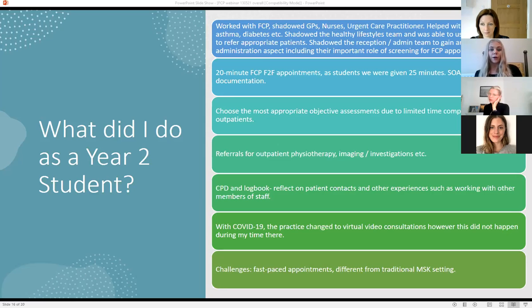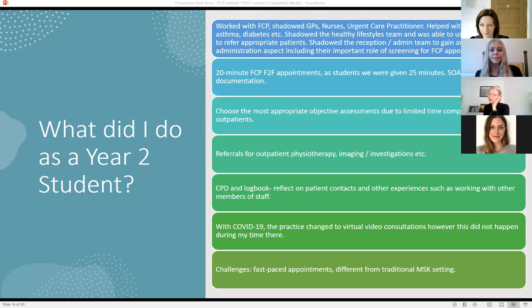In terms of the appointments themselves, as Hannah has already mentioned, you have a 20-minute appointment with an FCP, and it was a face-to-face appointment at that time because COVID hadn't quite hit at that point. As a student, we were given a little bit more leeway. We were given 25 minutes, which was really helpful. It gave us a little bit more time, with it being such a fast-paced environment, to go through all of the objective assessments that we do.